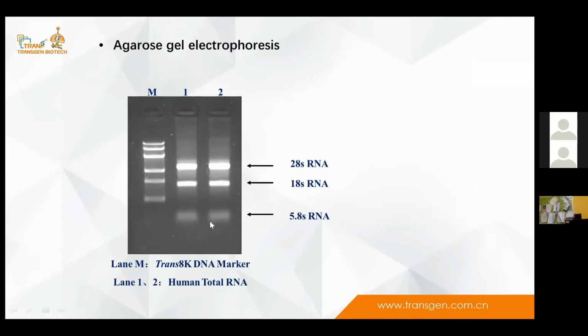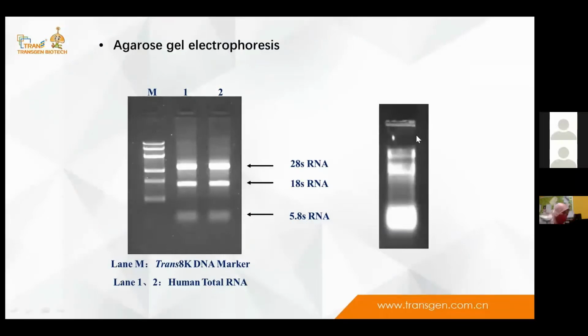And there's also a very thin band here, the 5.8S RNA. But in this case, the RNA is not so good. This is degraded RNA, so it's a very smeared band here. There are no specific three bands, and the 5.8S RNA shows a very large amount. It shows the RNA is totally degraded.